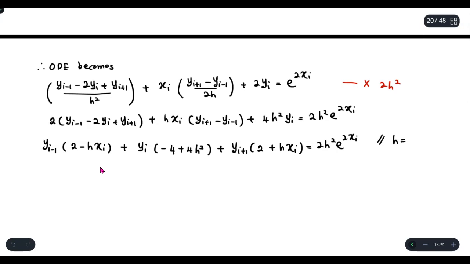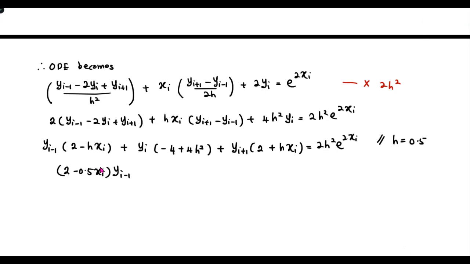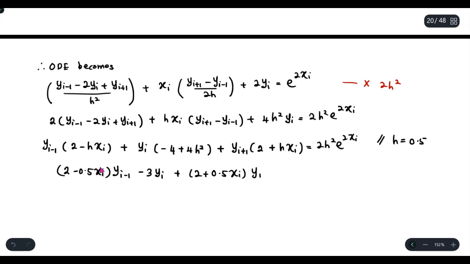But here we know our h is 0.5, so now we can simplify further. If we rearrange and put the coefficient first, you are going to have 2 minus 0.5 x_i, which is the coefficient of y_(i-1). Then you can simplify here: negative 4 plus 4 times 0.5 squared gives you negative 3, which is multiplied with y_i. And then you will have 2 plus 0.5 x_i, and then here you have y_(i+1).